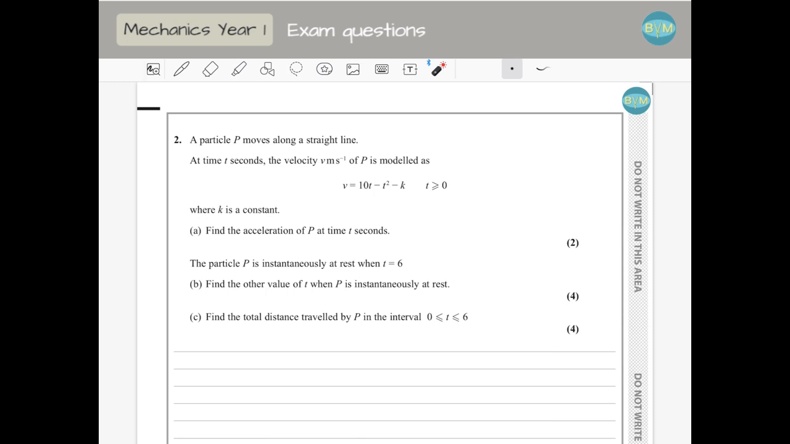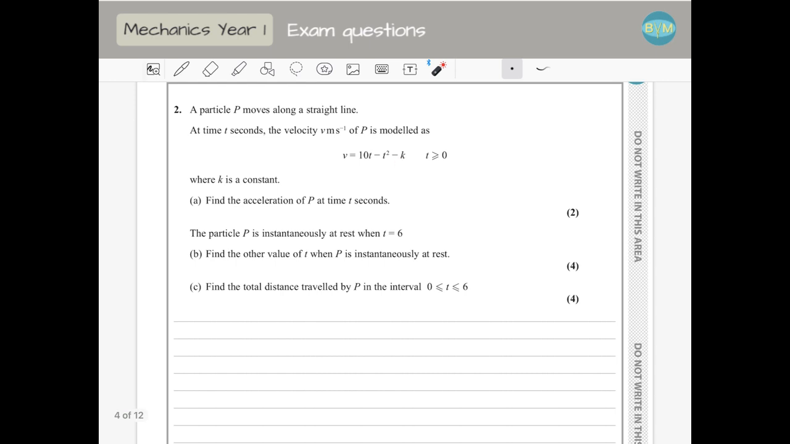Hello, this is question 2 on your mechanics paper from November 2021, the AES paper. You have a particle P that moves along a straight line at time t seconds. This is the velocity, in terms of time and a constant. Find the acceleration of P.